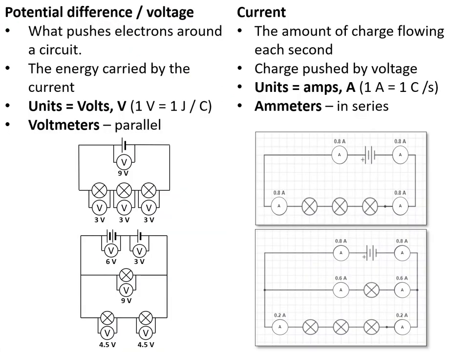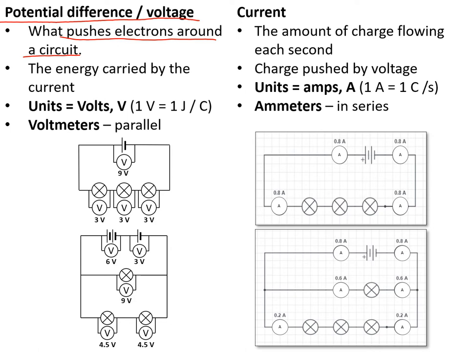Now, potential difference, aka voltage. In exams, you will normally be awarded credit for using either of those words. I will tend to use voltage because I just find it a more useful word. So the voltage is what pushes electrons around a circuit. So the voltage is really the beginnings of everything we do with electricity, because with no voltage, no electricity can flow because there's nothing pushing the electrons around.